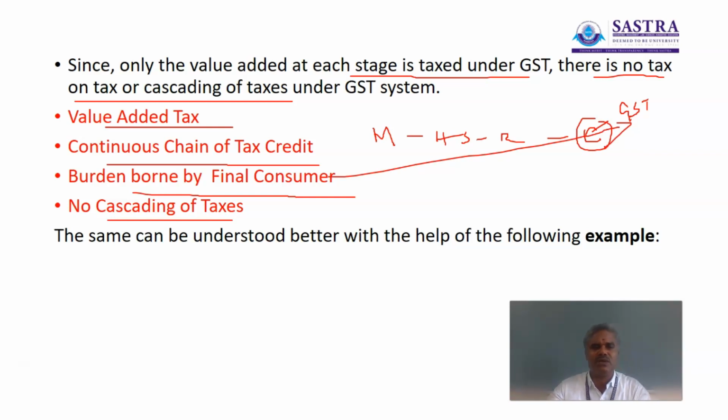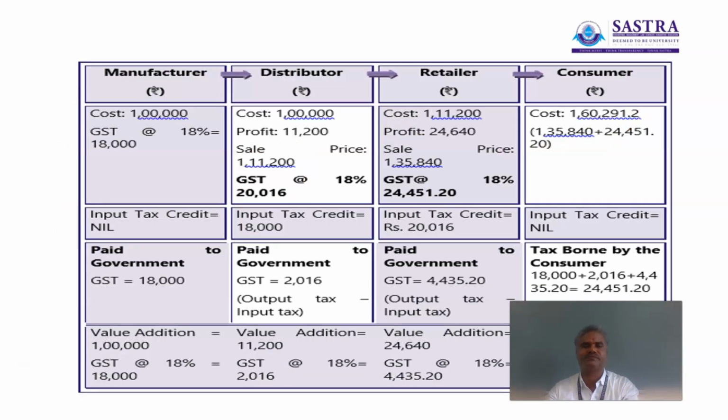The same can be understood better with the help of the following example. You see, the manufacturer bought goods. The cost of the goods is 1 lakh, and he paid 18%. So here this 18% can be claimed as an input tax. Then the distributor paid 1 lakh and added 12,000. This is value added. So now you collect the tax at 18%.